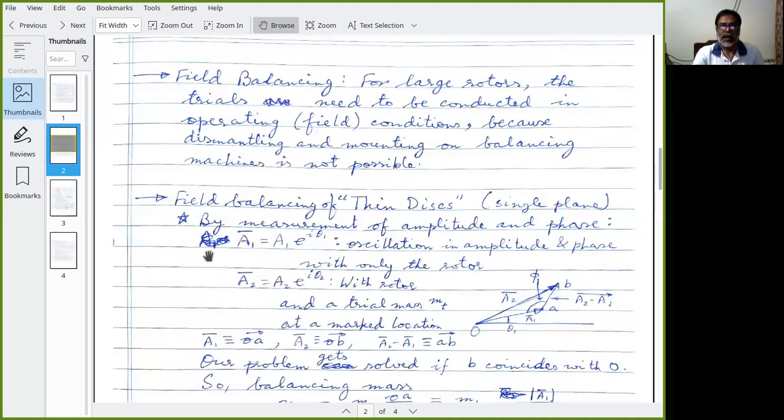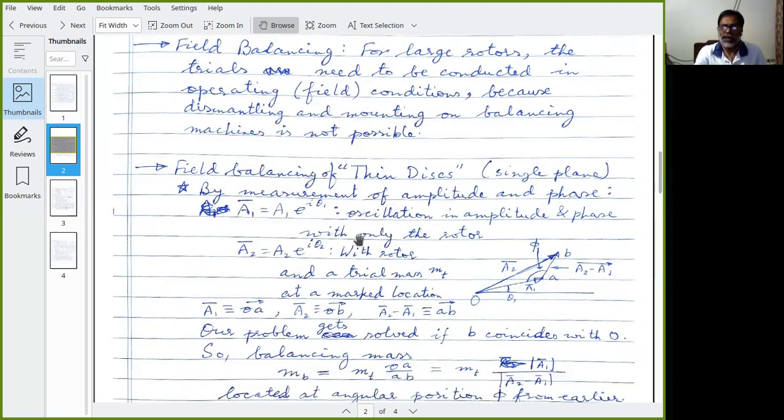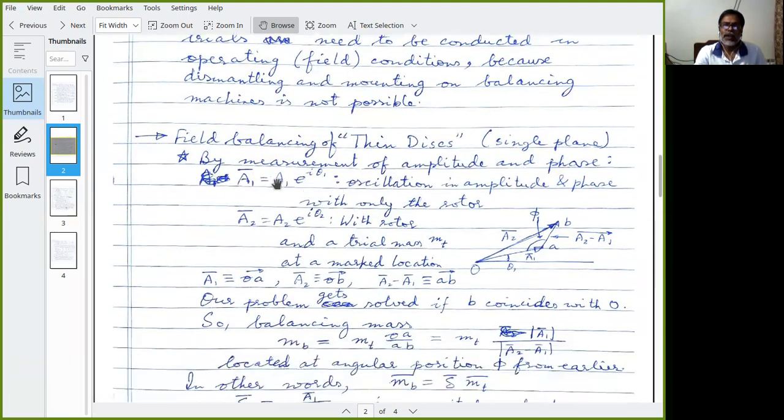Now there are two ways of doing it: either by measurement of amplitude and phase, in which case you will need two sets of measurements. The other possibility is measurement of amplitude if you do not have the phase measurement. In that case, you have to make more measurements. So this is actually very straightforward. So first we consider amplitude and phase.